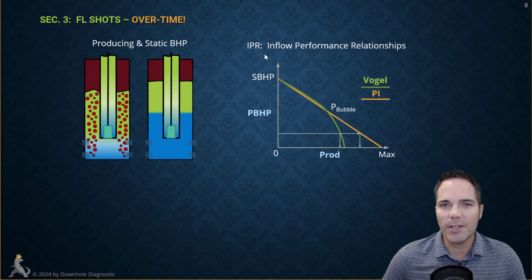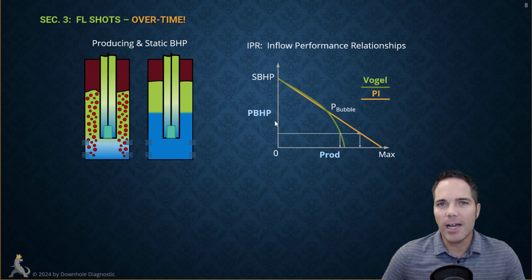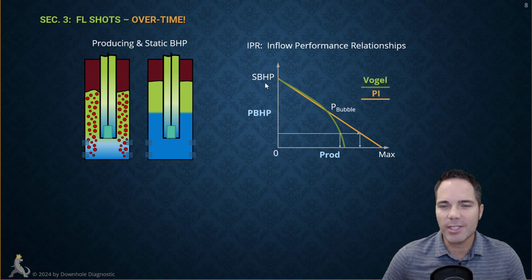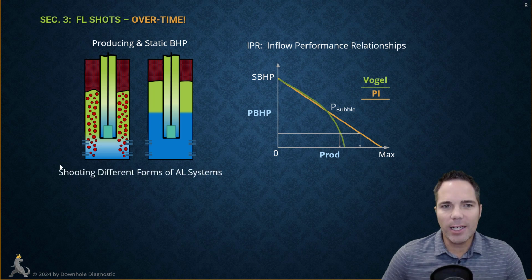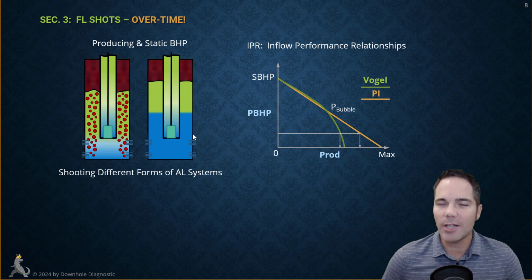So we'll talk about the theory of this and how you can apply essentially the relationship of your pressures, producing versus static, in relation to an existing production rate for a particular well. And then we'll go into shooting different forms of artificial lift systems. So for the most part on this course, you're going to see rod pumping related images because it comes from my rod pumping diagnosis and optimization course. Now in that course, I also talk about other forms of artificial lift scattered throughout the course.